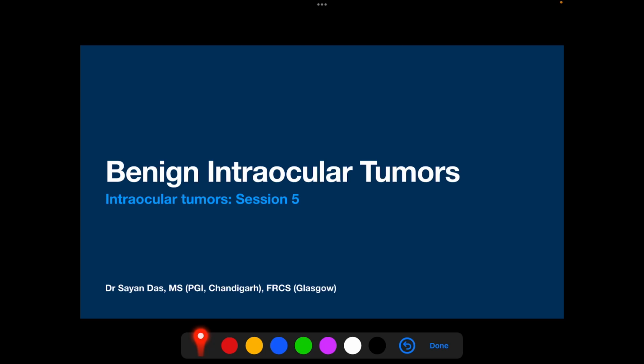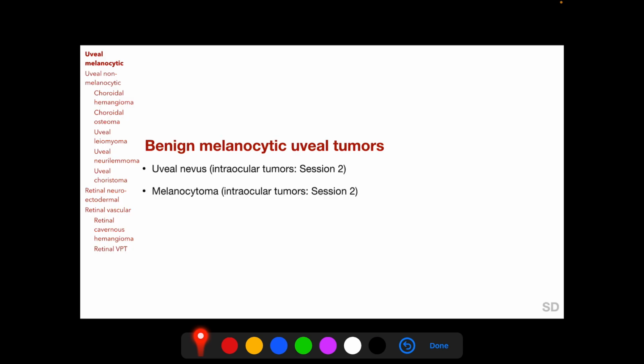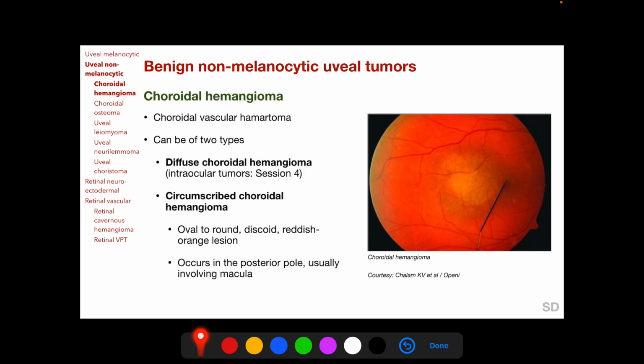Welcome. In this session, we'll be discussing benign intraocular tumors. We have already discussed a few of them in the previous sessions, and we'll be discussing the remainder in this session. We have discussed uveal nevus and melanocytoma among the benign melanocytic uveal tumors, and among the benign non-melanocytic uveal tumors, we have choroidal hemangioma, choroidal osteoma, uveal leiomyoma, uveal neurilemmoma, and uveal choristoma, which we will be discussing in this session.